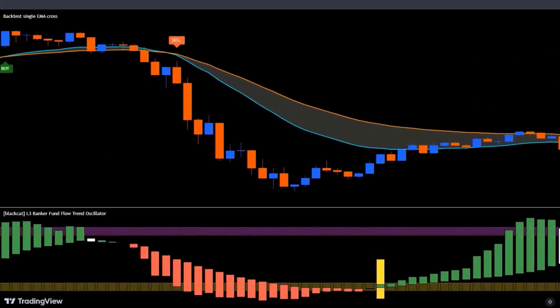Now look at one more short example for full clarity. Now look at the chart, it gives a sell signal and the price should be below the crossover. See the second indicator, banker fund flow, value is below the 20 level.